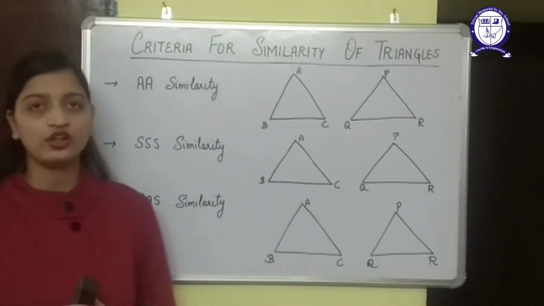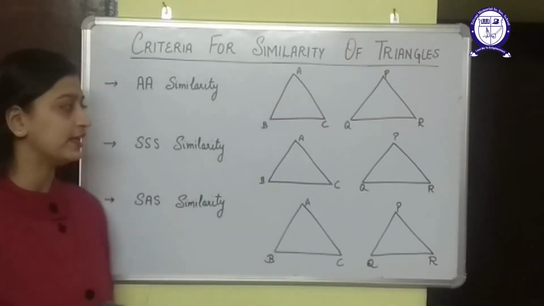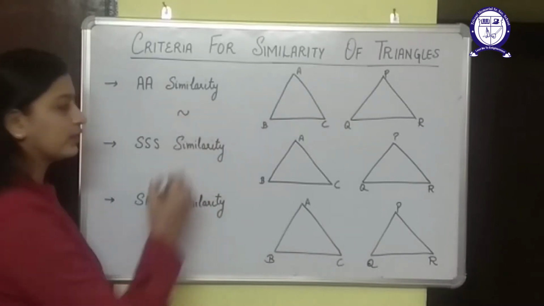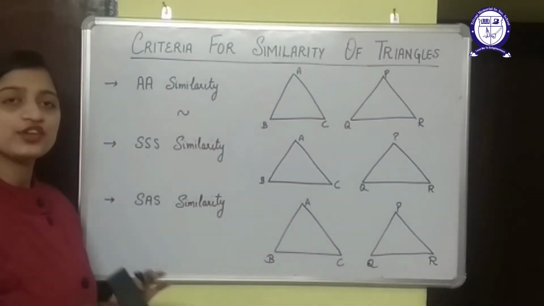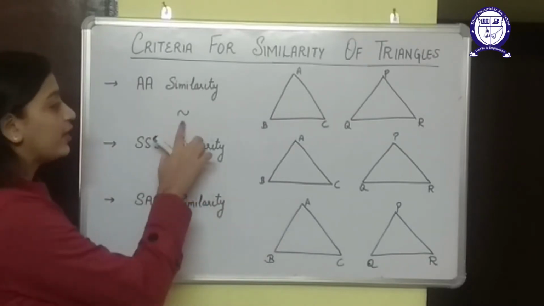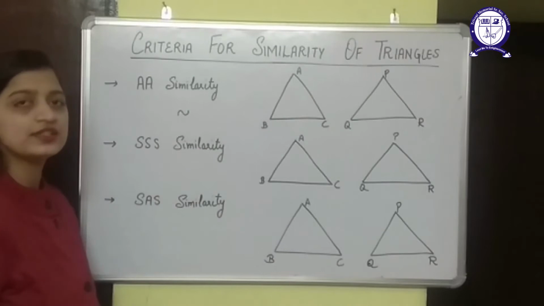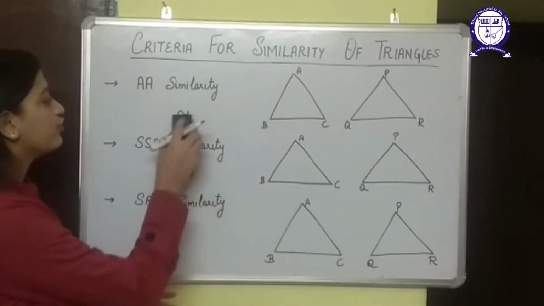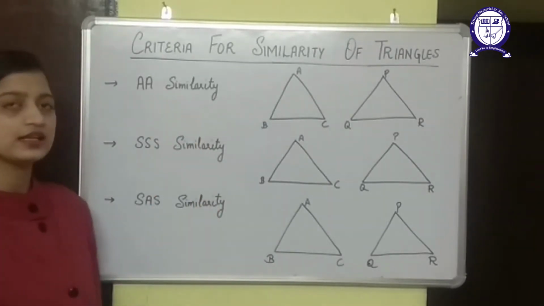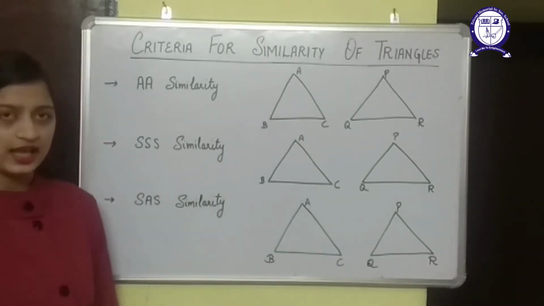Now first of all, I have already told you that the symbol of similarity is this. Whenever we talk about similarity, we will write triangle ABC similar to triangle PQR, and this is the symbol of similarity. Now first of all, the first criteria for similarity is angle similarity.